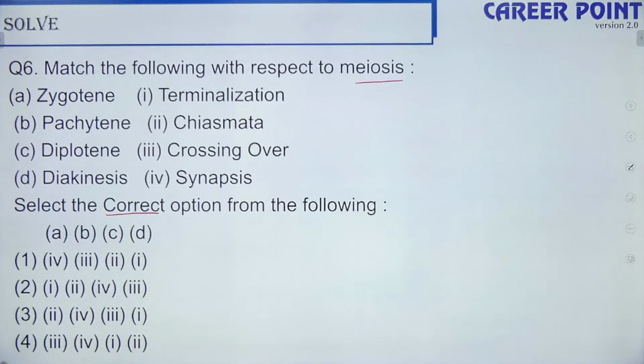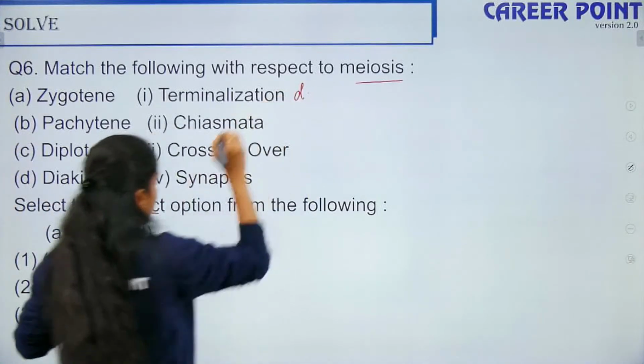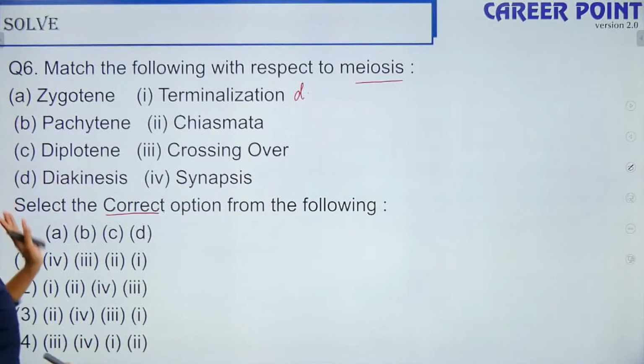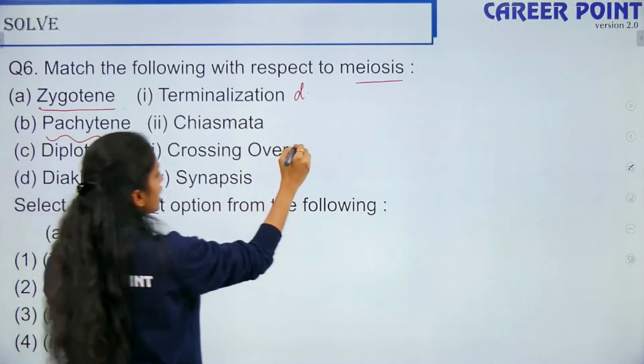So where does crossing over occur? Zygotene is the starting one, right? Then you have pachytene, diplotene and diakinesis. Diakinesis is the last step, so that is terminalization. So this is 1. So this is how you find out. And crossing over happens not in zygotene because zygotene is the starting one, so pachytene is where crossing over happens.